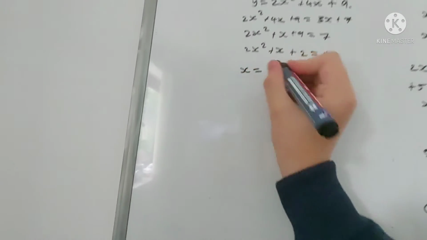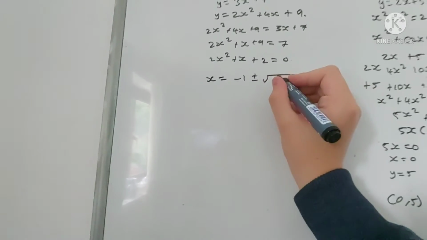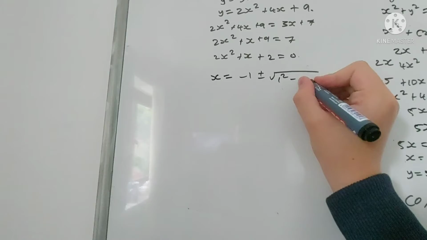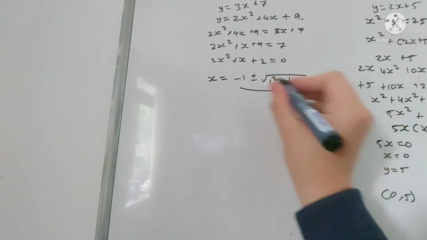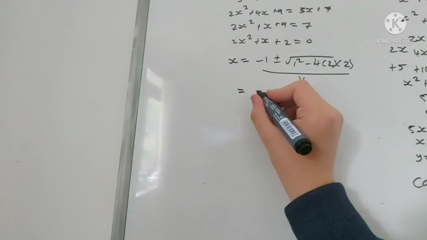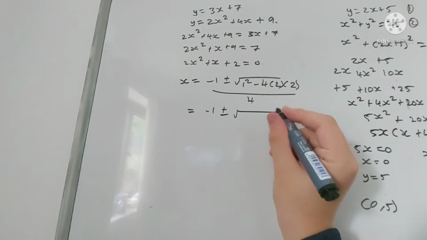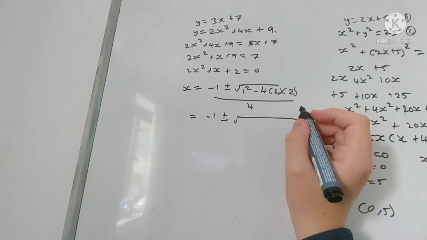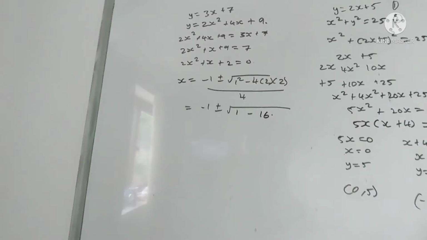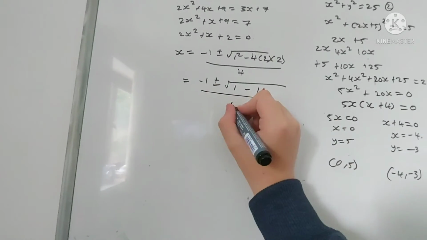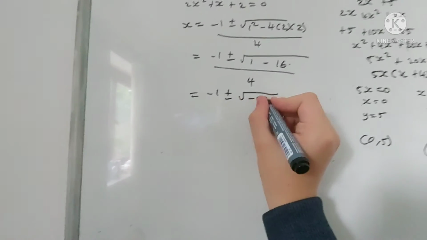So we're going to have x equals minus b, so minus 1, plus or minus the square root of b squared, so 1 squared, minus 4ac, all over 2a, so it'll be 4. Got minus 1 plus or minus the square root of 1 squared, so 1, minus 4 times 4, minus 16, 1 minus 16, all over 4. And we end up with minus 1 plus or minus the square root of minus 15, over 4.